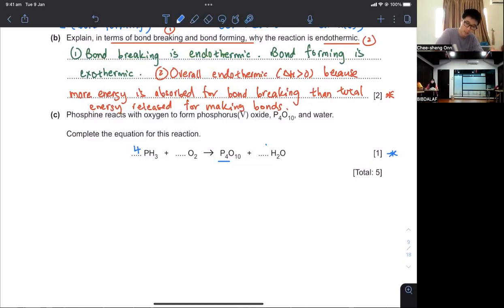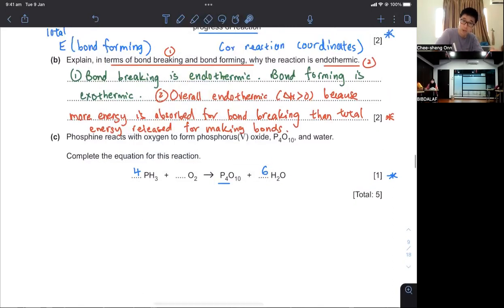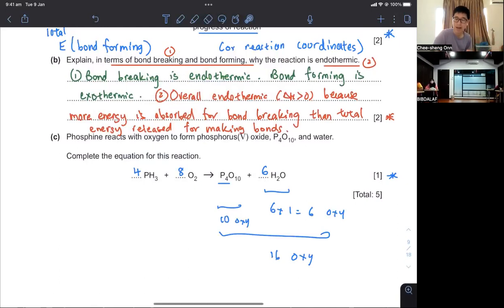I just need 6 H2O to give me 6 times 2, which is 12 hydrogen. The next thing is total up the oxygen. So I have 6 times 1, which is 6 oxygen. And then I have 10 oxygen. So altogether, I have 16 oxygen. But this is oxygen molecule, so I need 16 oxygen from oxygen molecule. I need 8. 8 times 2 is 16. And that's how I do it in 1 minute.